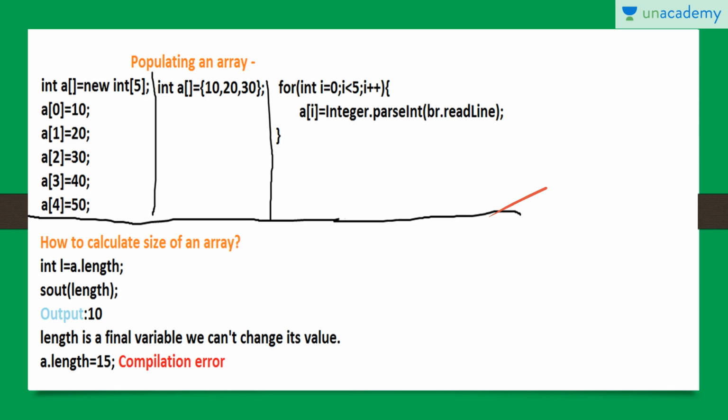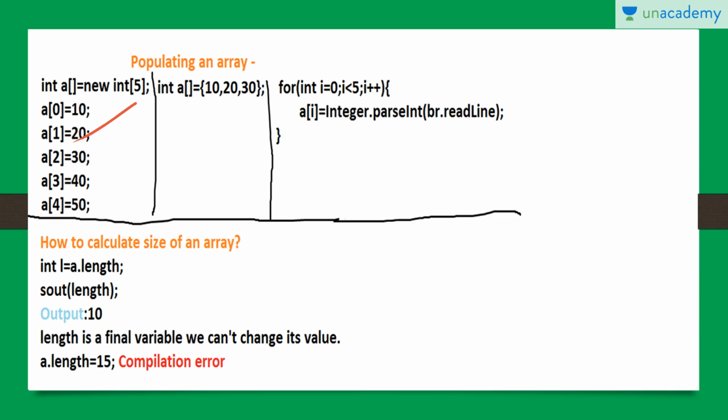Now similarly the loop will run again. Now it will have a of 1. Now a of 1 is the second memory location, so it will again get a value from the user, and it will store that value in the a of 1 memory location. Okay, in this way we will initialize all the members of the array.